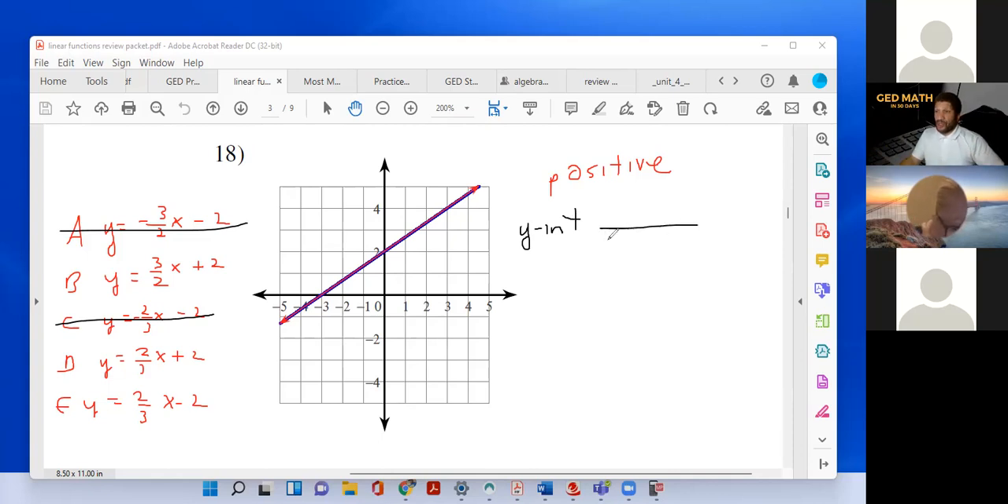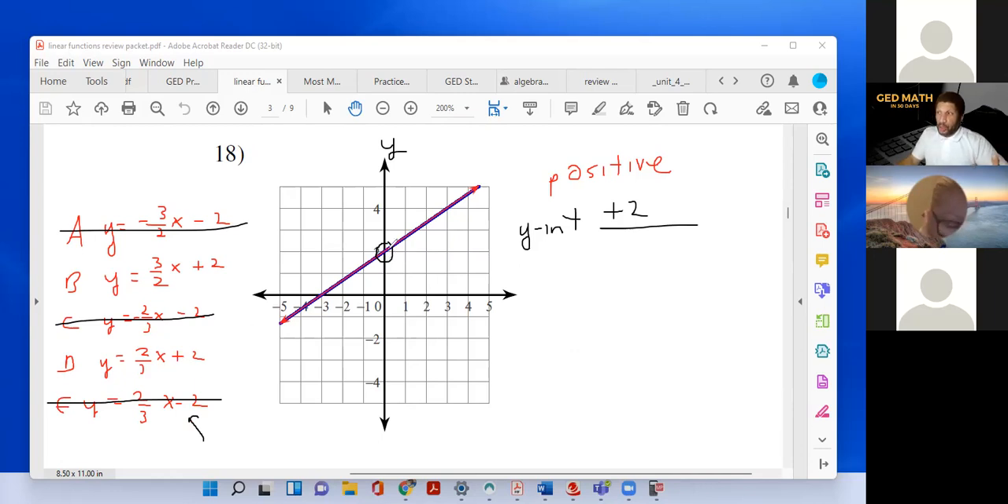The second thing we want to do, what is the y-intercept? Positive 2. So where the line crosses the y-axis is the y-intercept. So our y-intercept is +2. From that, what multiple choice can we get rid of? B. Correct, E. Because E has a y-intercept of -2. So now we're left with B and D.